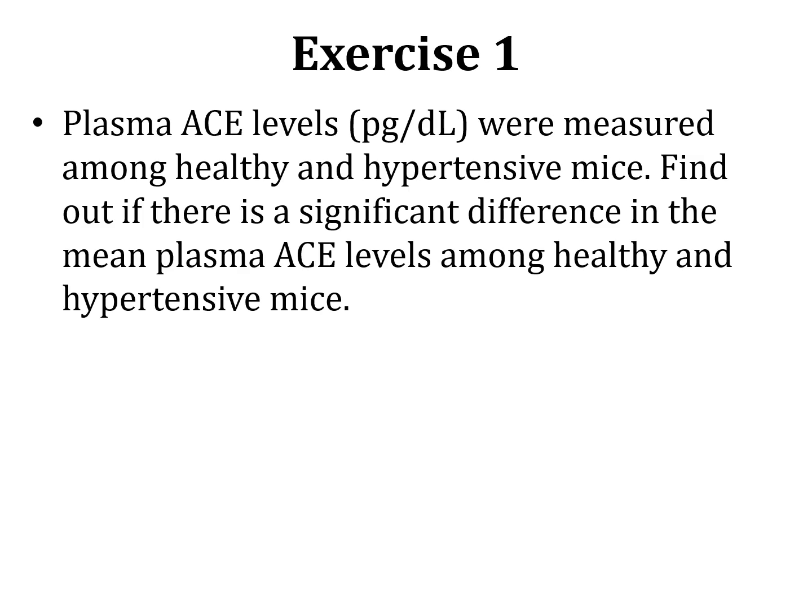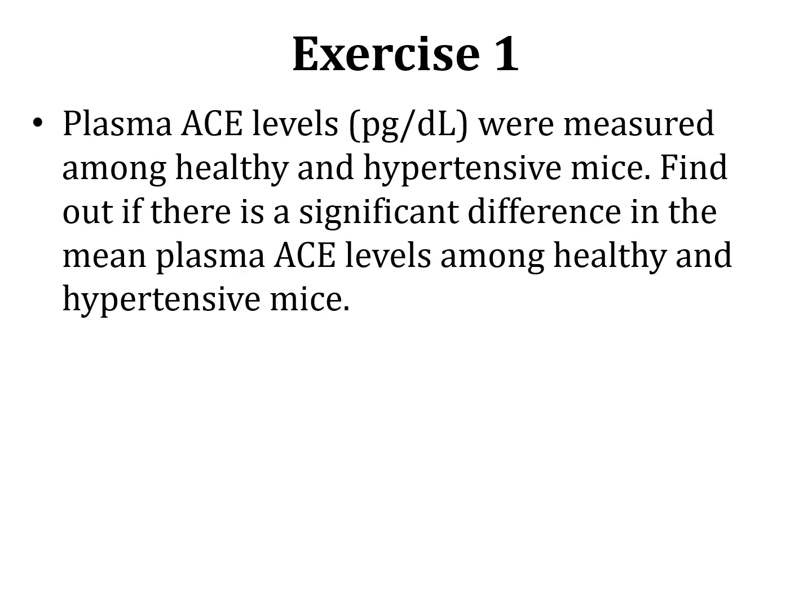ACE levels. ACE is the angiotensin converting enzyme, which is a very important enzyme found in animals. This enzyme is part of the renin-angiotensin system, and it is involved in certain metabolic functions of the body, including the kidney functions and the blood pressure regulation. So this is a very important enzyme, and this is the exercise about the plasma ACE levels that were measured among healthy and hypertensive mice.